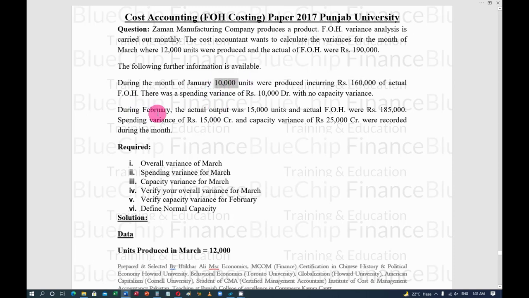And during February, the actual output was 15,000 units and actual FOH were rupees 185,000 with spending variance of rupees 15,000 credit. So if there is a credit of budgeted or spending variance, it should be added to the actual FOH to get budgeted FOH for this month. So 185,000 plus 15,000 equals 2 lakh. So there is adjustment of these two budgeted FOH for January and February.